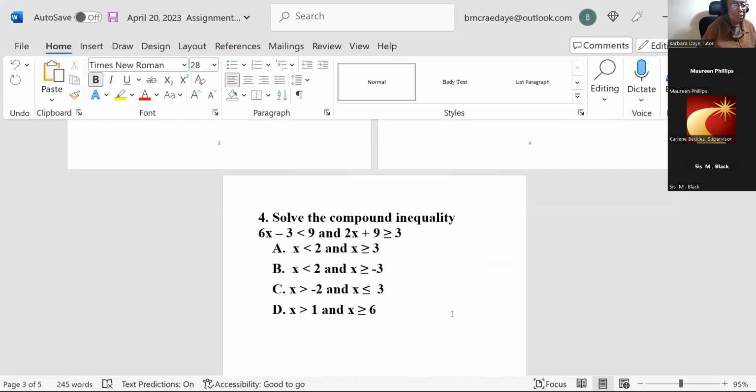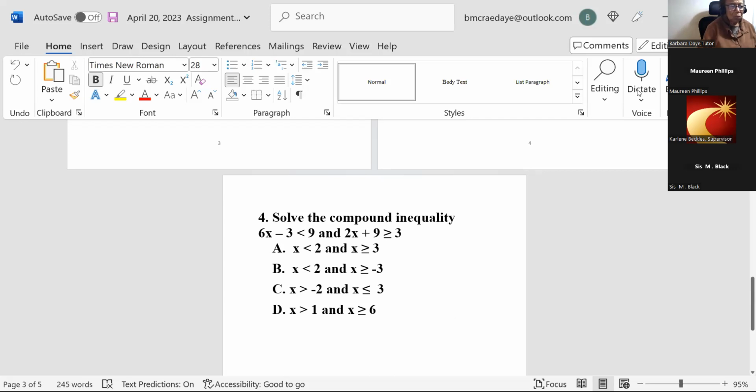We did go through compound inequalities. And what did we learn about compound inequalities, Maureen? With compound inequalities, they can be two inequalities connected by and, or they could be connected by or. And what you do is just solve each one of them individually.